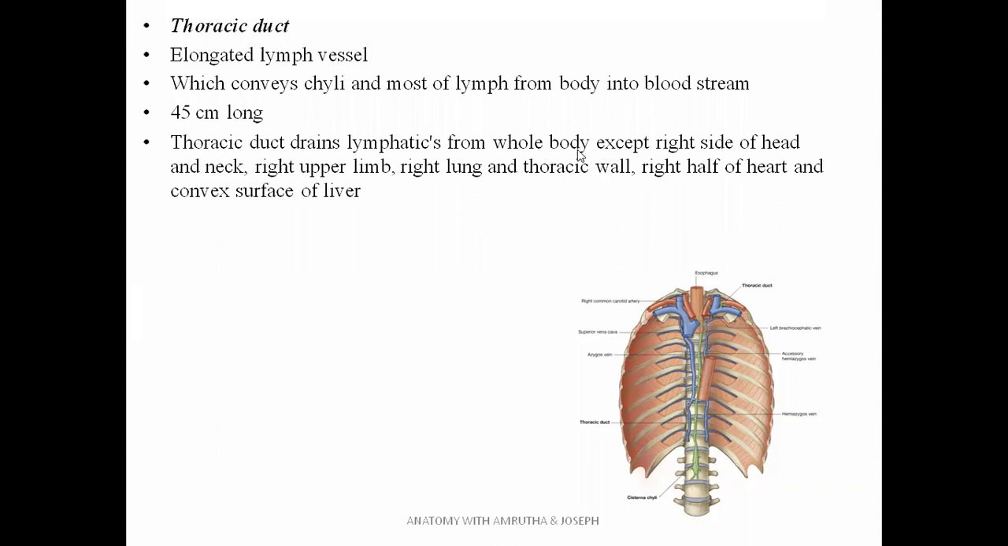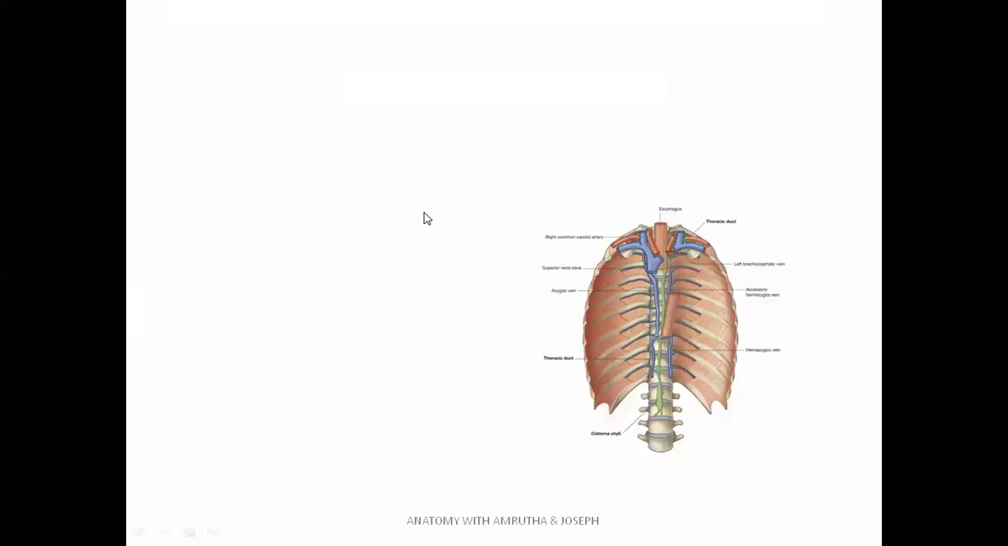Most of the lymph in the body reaches the thoracic duct, excepting the right side of the head and neck region, right upper limb, right lung and right thoracic wall, right half of the heart, and convex surface of the liver. Excepting these areas, the lymph from the whole body reaches the thoracic duct. So it conveys a lot of lymph.